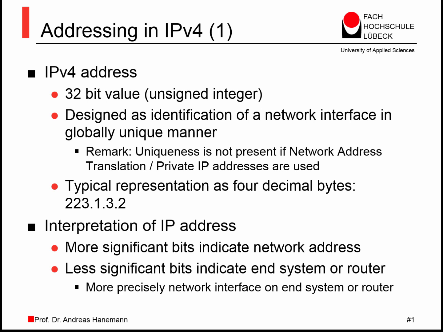The typical representation of an IPv4 address is a decimal notation. So each byte is represented as a decimal value and the bytes are separated by dots. The beginning of an IP address shows the network and the remaining bits are used to distinguish between end systems or routers in the network.